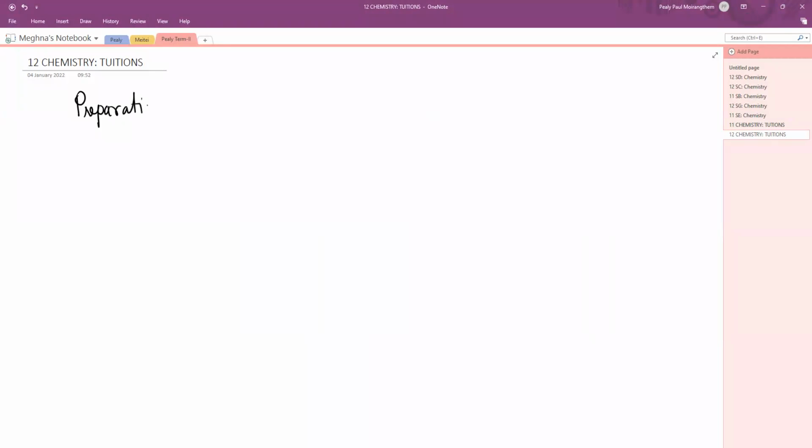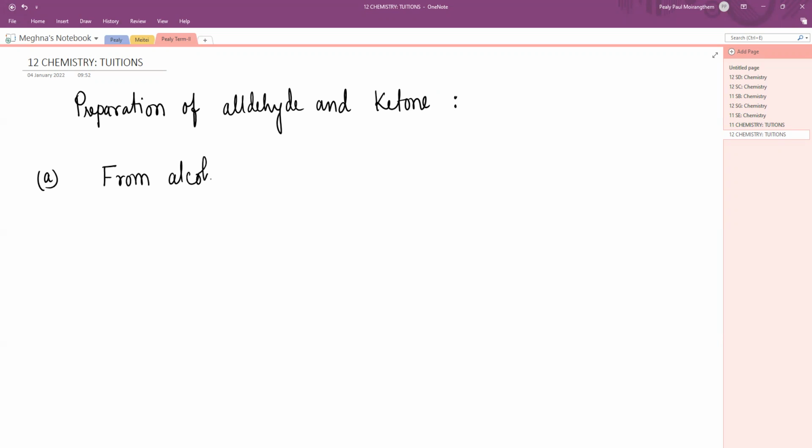Since this is already done in term 2, it's better you write it down. Preparation of aldehyde and ketone. First, we are going to prepare aldehyde and ketone from alcohol.